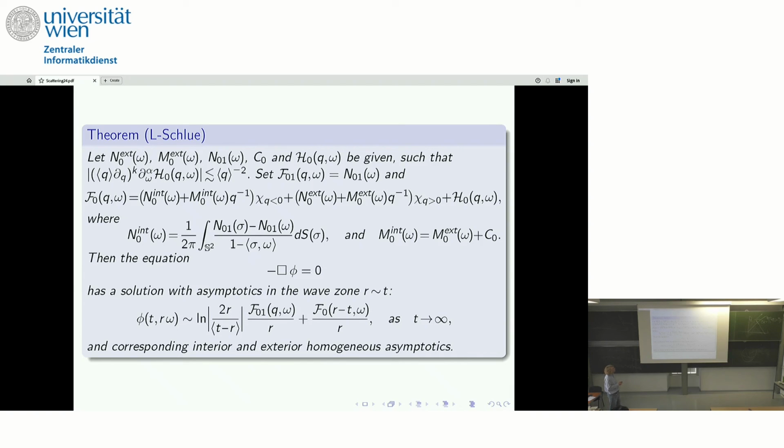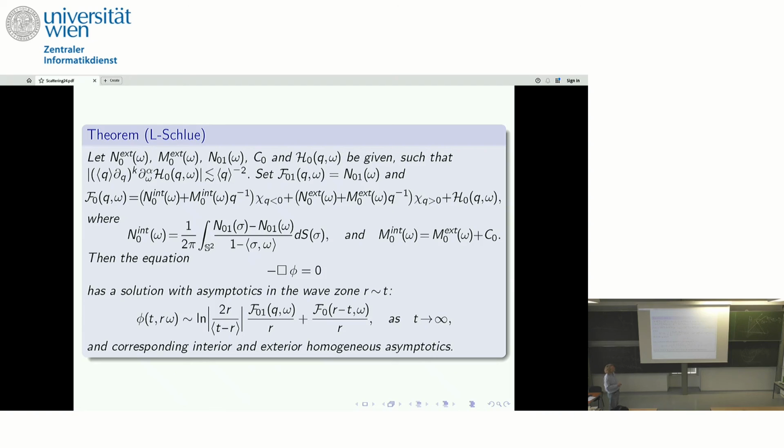And here we have these tails, a constant and a 1 over q term. And there are certain conditions between them. Yeah, so those are all given. So those are free to give. But there's one of them that is not. M0 interior is determined by M0 exterior up to a constant. And this N0 interior has to be related to N in this way.